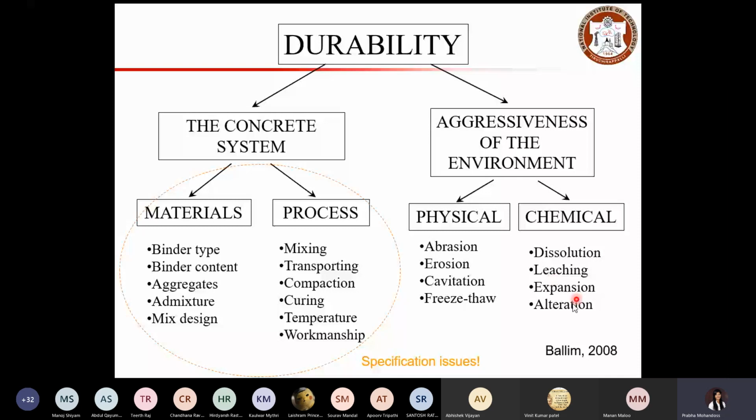And alteration is what I told. The CSH properties may be changed, so the binding property itself will be changed, and they could alter the conventional cement properties.